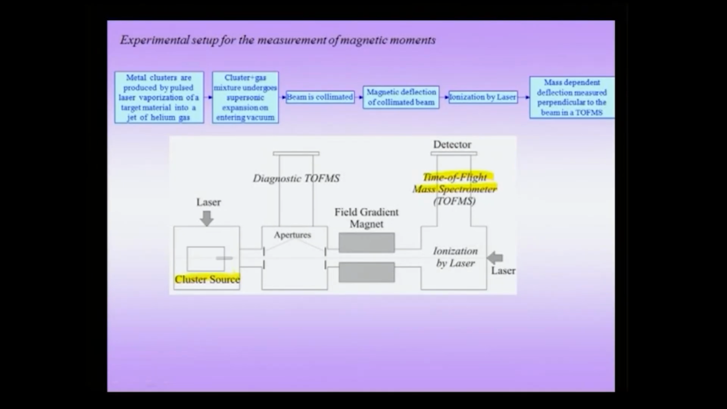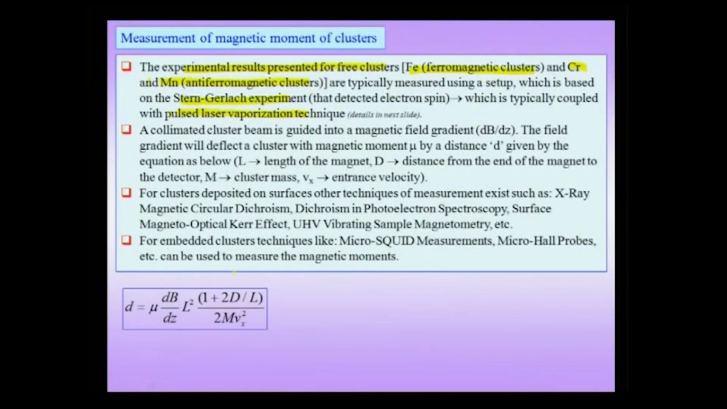So, before we take up this setup in detail, let us go ahead with the further points: typically a collimated cluster beam is guided into a magnetic field gradient. That means we do not have a constant magnetic field, but a field gradient which is quantified as dB by dZ. The magnetic field gradient will deflect a cluster with a magnetic moment mu by a distance d, and this is given by the equation here. So, if you have the distance of deflection d under the influence of a magnetic field gradient dB by dZ, then if the particle has a mass m, this is the equation governing the deflection of the particle.